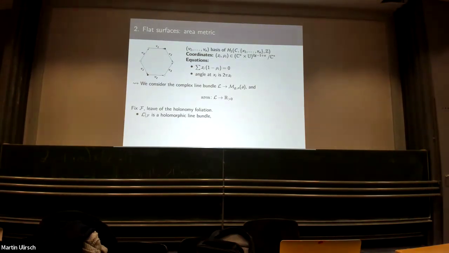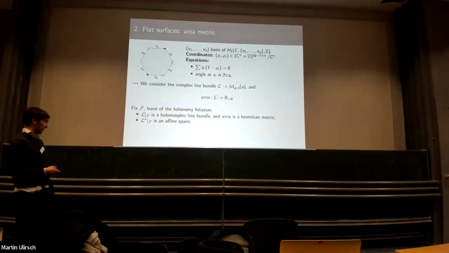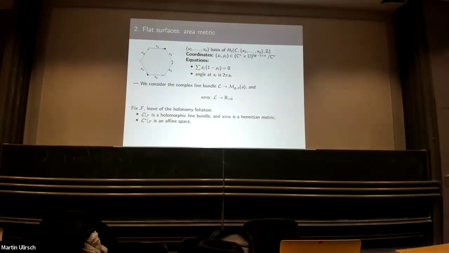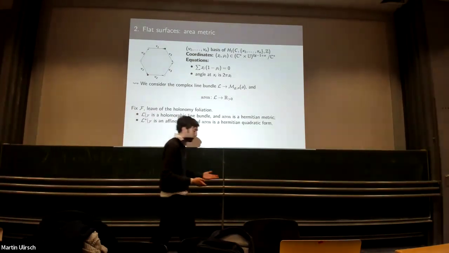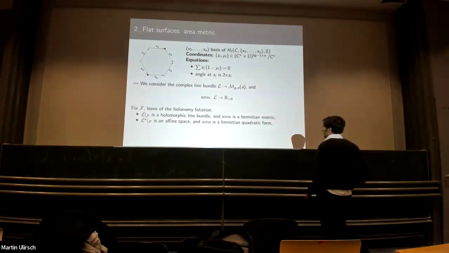So two things on this line bundle and this area is that L, if I restrict it to a leaf of the foliation, so now the leaves are equal to the complex structure, and then indeed L is a holomorphic line bundle. The area is a Hermitian metric. Now, if instead I want to consider it as a total space, it's an affine space. Actually, like the projective structure on M_{g,n}(A) is obtained by projecting by C star, the affine structure on C star. And then the area is locally in this chart, where the transition maps act linearly, a Hermitian quadratic form.